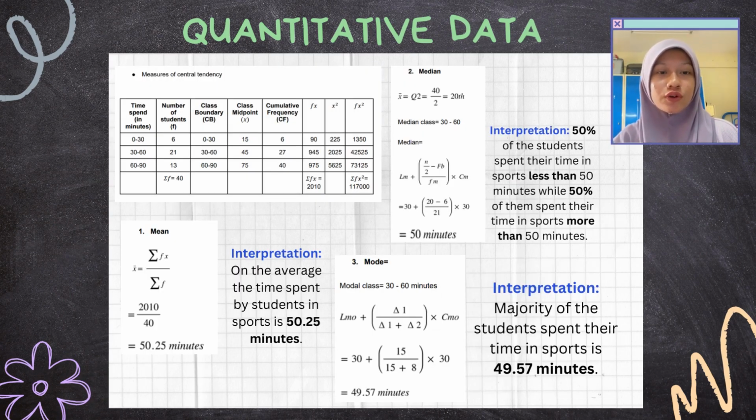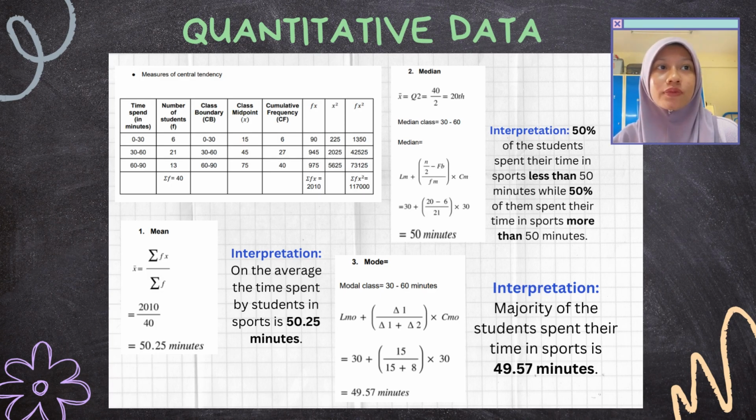Next is measures of central tendency. There are 3 sample data that have been done based on the calculation and the total in the table here. The first one is mean. Mean is equal to sum of fx divided by sum of f. You will get 2010 divided by 40, and the answer will be 50.25 minutes. So the interpretation is, on the average, the time spent by students in sports is 50.25 minutes.